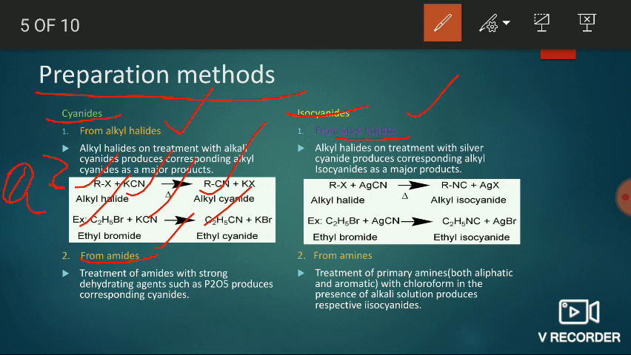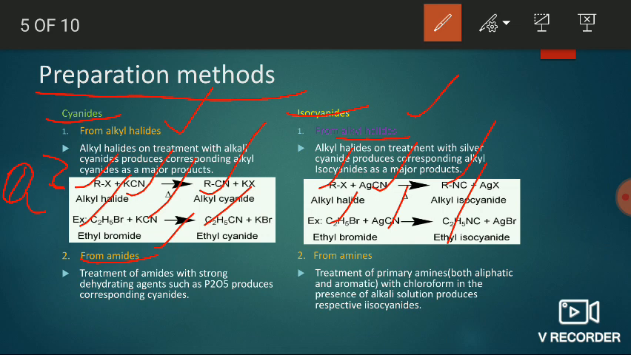It doesn't liberate free cyanide which contains the negative charge on carbon. So there is no free nucleophile. The silver cyanide reacts with the alkyl halide through the nitrogen atom by using its lone pair of electrons. That's why we get isocyanide as the major product. If you observe the reaction, it is the reaction of alkyl halide with silver cyanide, then we get alkyl isocyanide. If you take a specific example, it is ethyl bromide reacting with silver cyanide, then we get ethyl isocyanide.